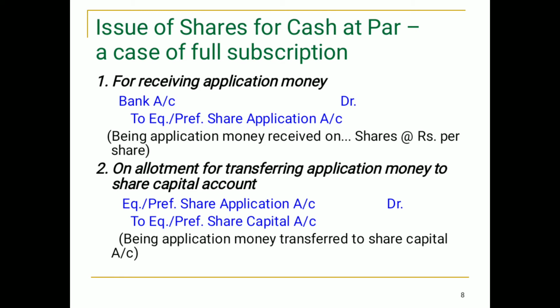See, the very first step is what? That you have issued share at par. Yes, and this is the case of full subscription. That means the applications are received for the number of shares issued. We have understood this here. So this is the journal entry for receiving amount of application. Yes, and you have allotted them shares. Now the amount received for application is transferred to share capital account.